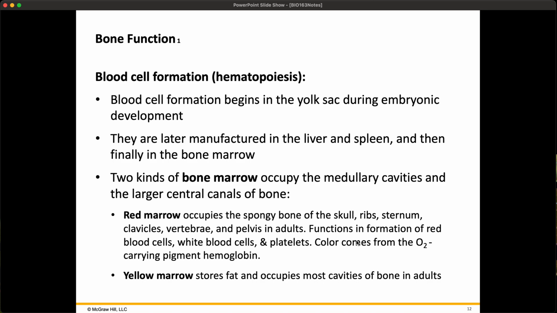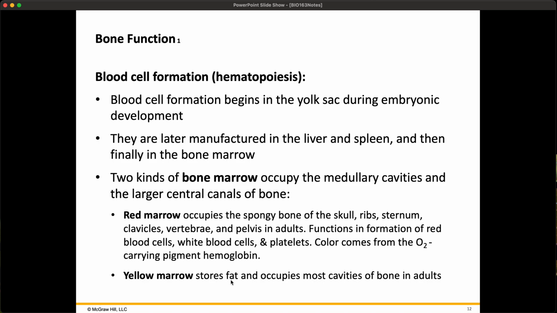So red bone marrow is going to be producing red and white blood cells as well as platelets. And the color of red bone marrow comes from the oxygen-carrying pigment hemoglobin. Hemoglobin is in there and it helps to bind to your red blood cells, and that's what gives red marrow its color.